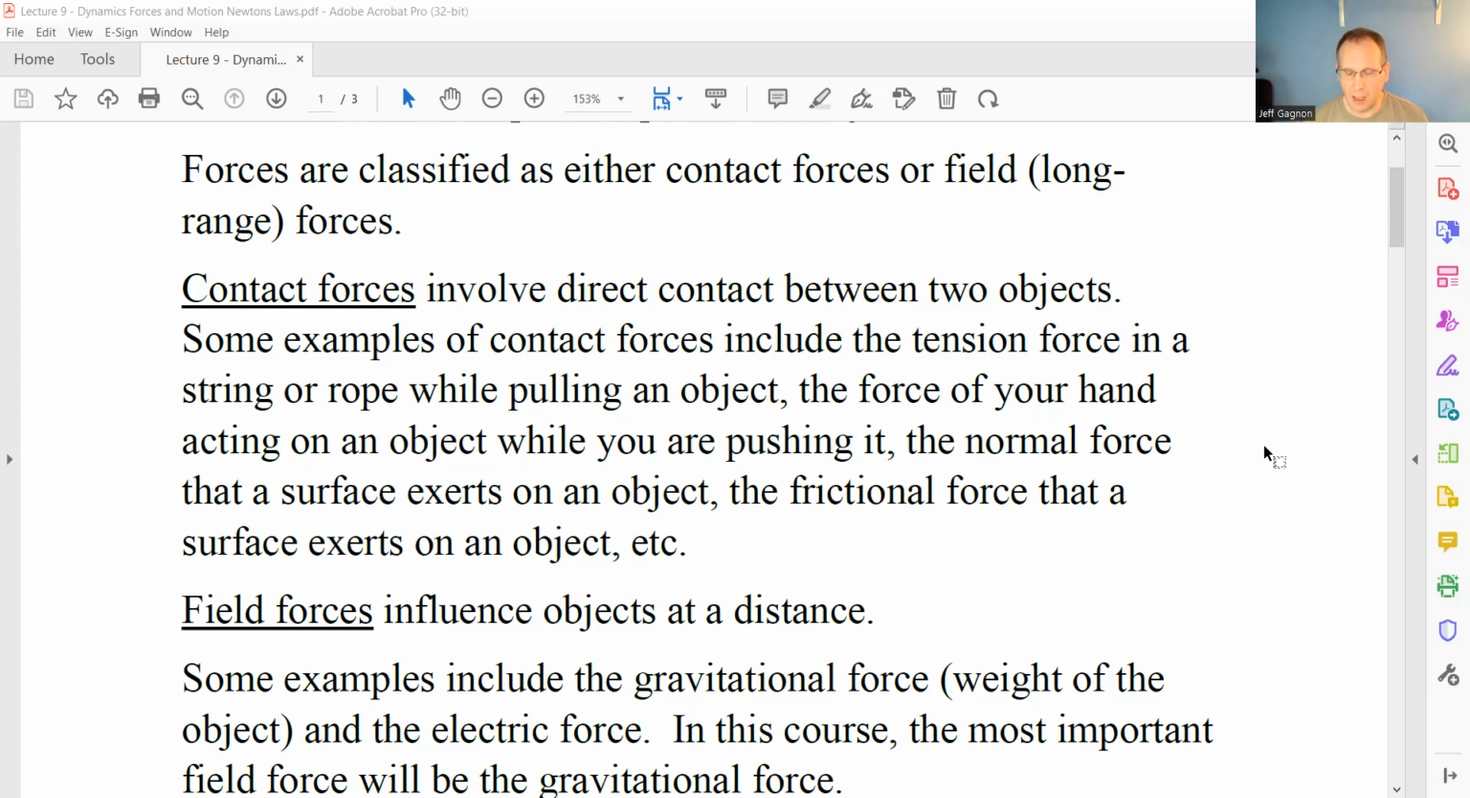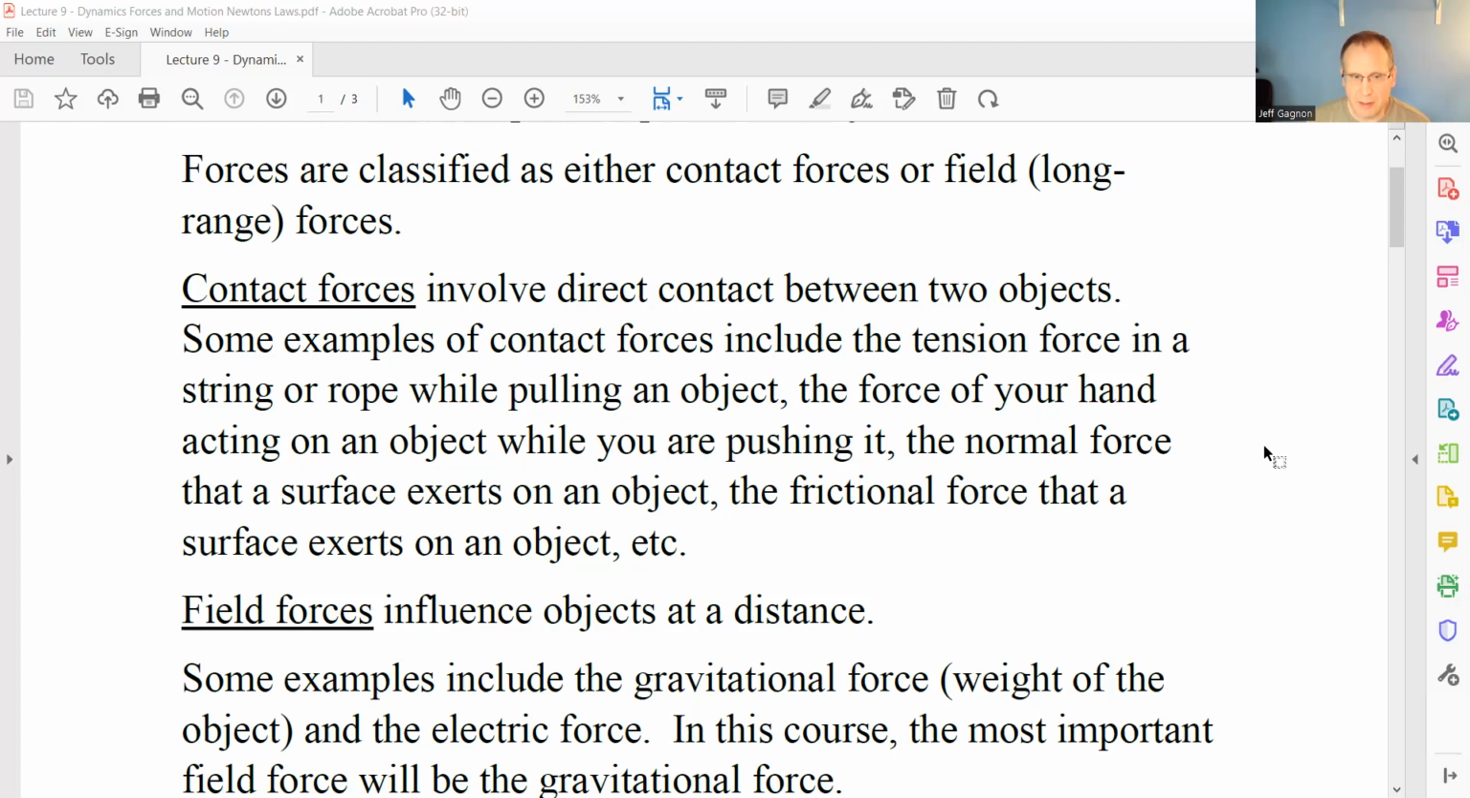Another contact force that often comes up, and we'll see it a bunch in this class, is a frictional force. Frictional force, again, is the force that the surface exerts on an object, but now it's going to be parallel to the surface. Okay, and it sort of resists the motion of the object. So those are all contact forces, right? Where there's actual contact between the two objects that are involved. It could be the surface and the object. It could be two objects.